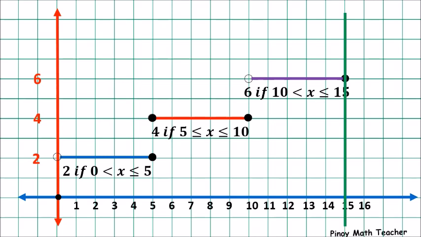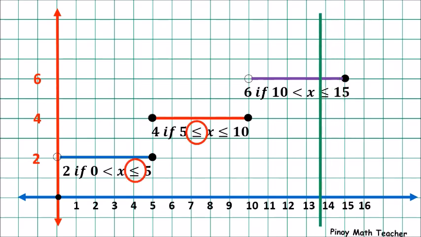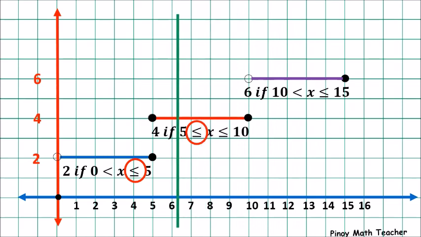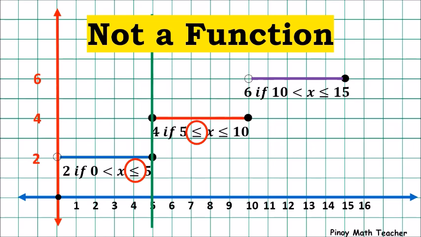Tingnan yung sa blue na graph naman. X is less than or equal to 5. Included din sa kanya yung 5. So, gamitin natin yung vertical line. Okay, tingnan. Tinamaan siya ng vertical line. 2 points ang tinamaan. Ibig sabihin, ito ay not a function.